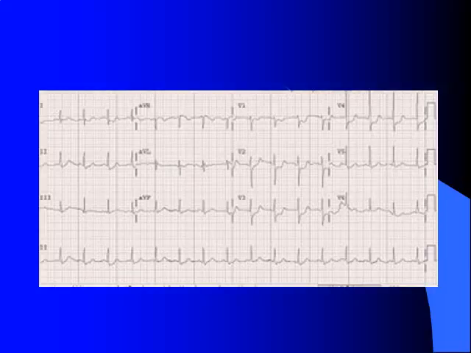Here's an example of an isolated posterior STEMI. We note that we don't really have any elevation anywhere, but we do have isolated ST depression in leads V1 through V4. So this patient needs a posterior 12 lead to be performed to see if we have any elevation.